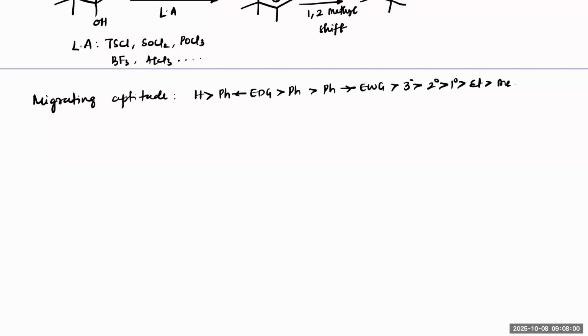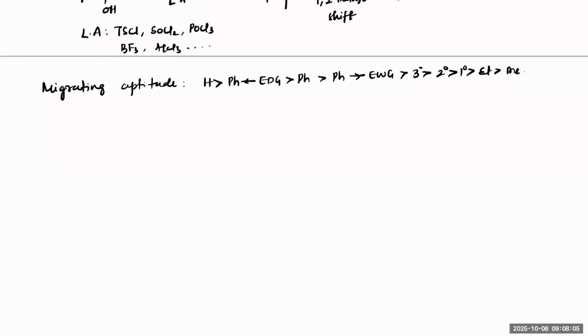So when it comes to pinacolone, there are 4 steps, correct? First is getting protonated, or trying to become a good leaving group. The second one is carbocation formation, then migration. This migrating aptitude is only within the molecule, so it is an intramolecular rearrangement. So these words will be used: intramolecular rearrangement only. For rearrangement from an external source, there is no rearrangement happening.